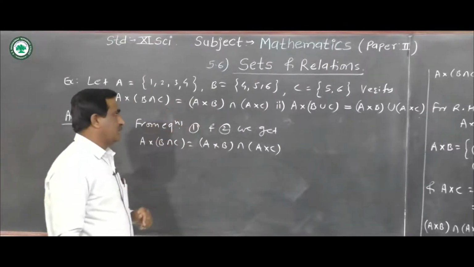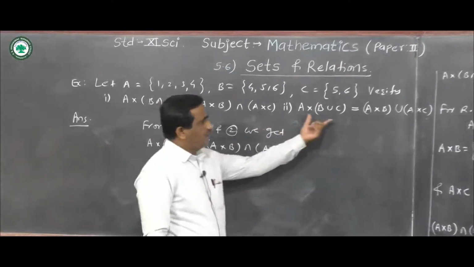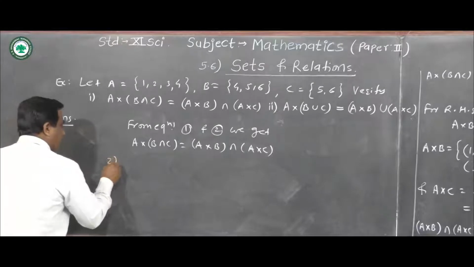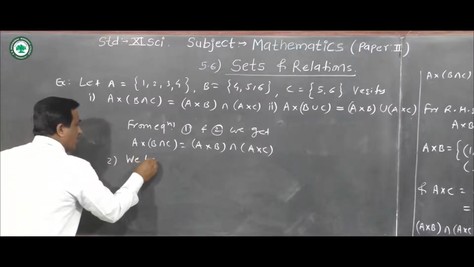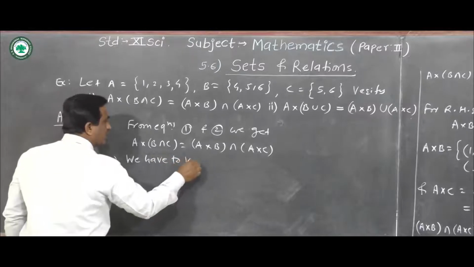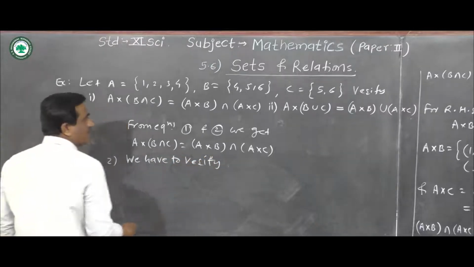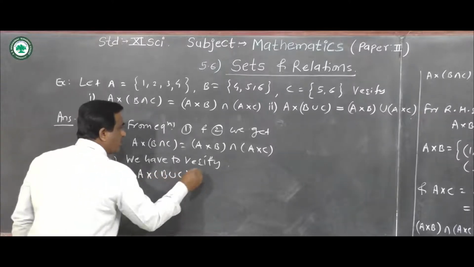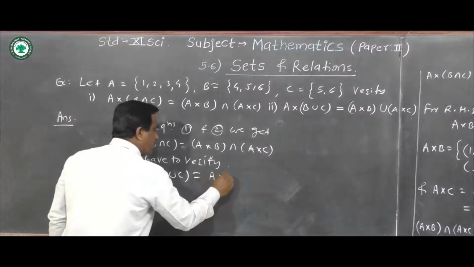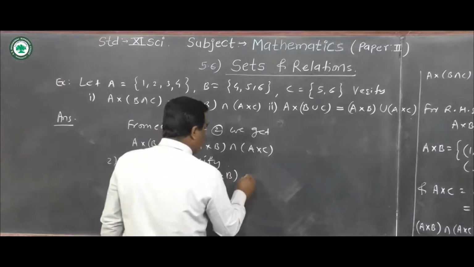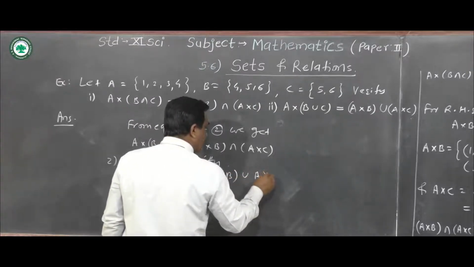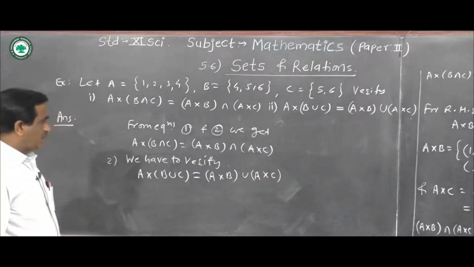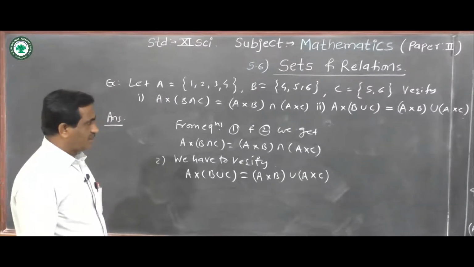First part is proved. Now we have to verify the second result, that is A cross (B union C) is equal to (A cross B) union (A cross C).